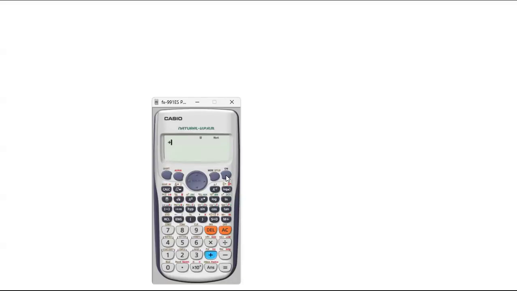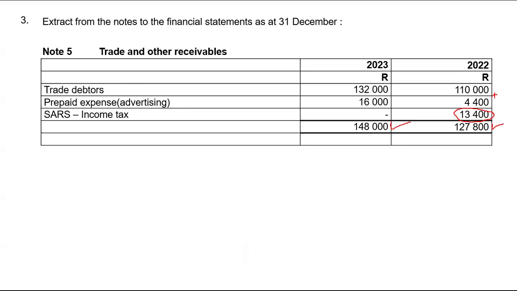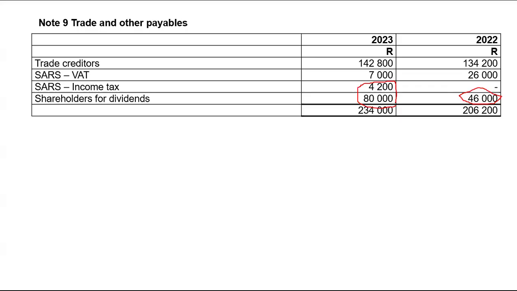So I will simply take last year's, which was 13,400. Okay. I will show it without the brackets. And this year's income tax, which is 313,600, I will show it with brackets. And then I'll check where is my SARS income tax. Obviously, it's not in trade and other receivables because when you look at trade and other receivables, there was nothing for 2023. It means that SARS income tax for 2023 was in trade and other payables. There it is. It is 4,200.